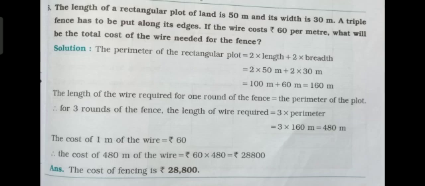Now, if the wire costs rupees 60 per meter, if the cost of 1 meter is rupees 60, we have to find out the total cost for 480 meter. So the cost of 480 meter of the wire is equal to rupees 60 multiplied by 480, that is equal to rupees 28,800. So the cost of fencing is rupees 28,800. Okay.